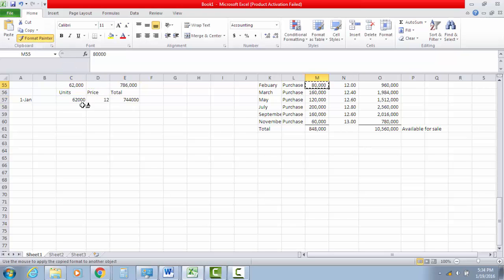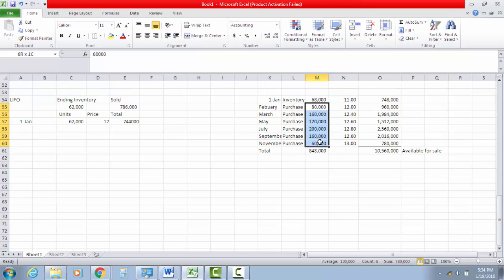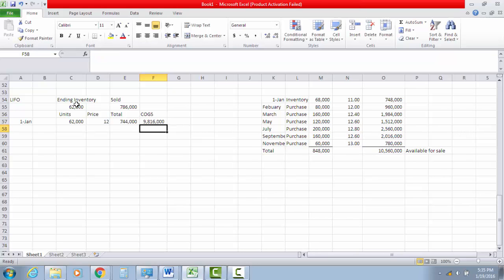So how do I know I have 62,000? Well, remember, I work from the bottom down, so I would sell all of these items. And then because January has more than 62 in it, I would know that I would only have the 62 remaining. So again, had I done it that way, my cost of goods sold would be the total available for sale less the total I have in ending inventory.